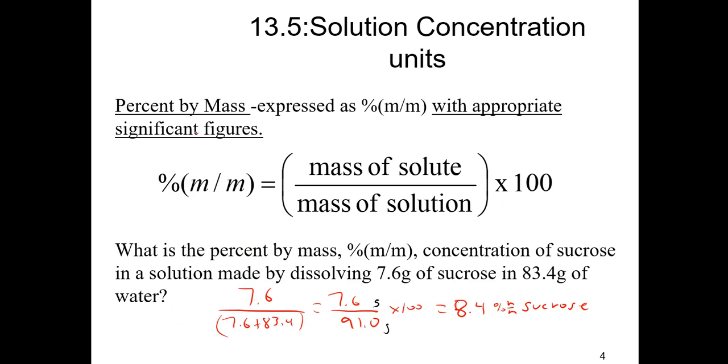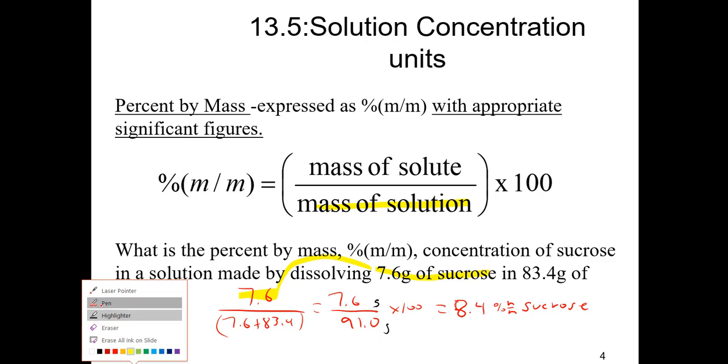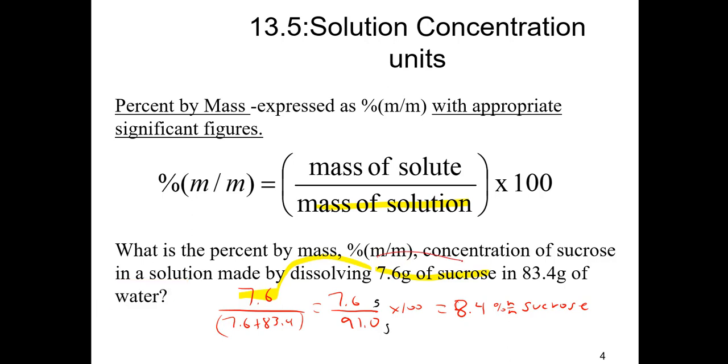So the first one is percent by mass. It's mass of your solute in grams divided by mass of solution. Here is the paragraph that I could give you. The smaller amount is the solute, so that goes on top. And then you have to solve for the solution. Again, the solution is the sum of the solute and the solvent added together.